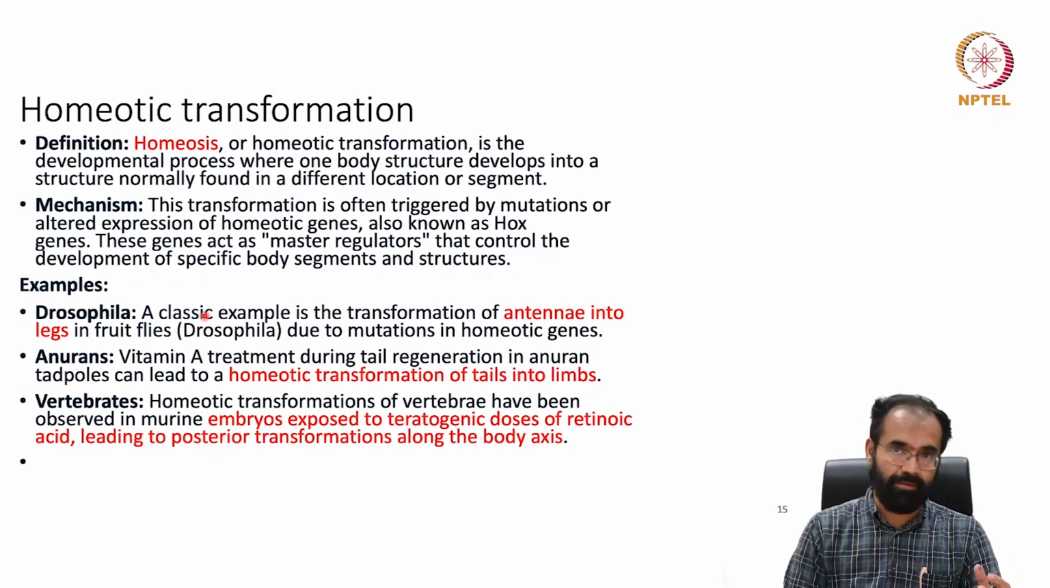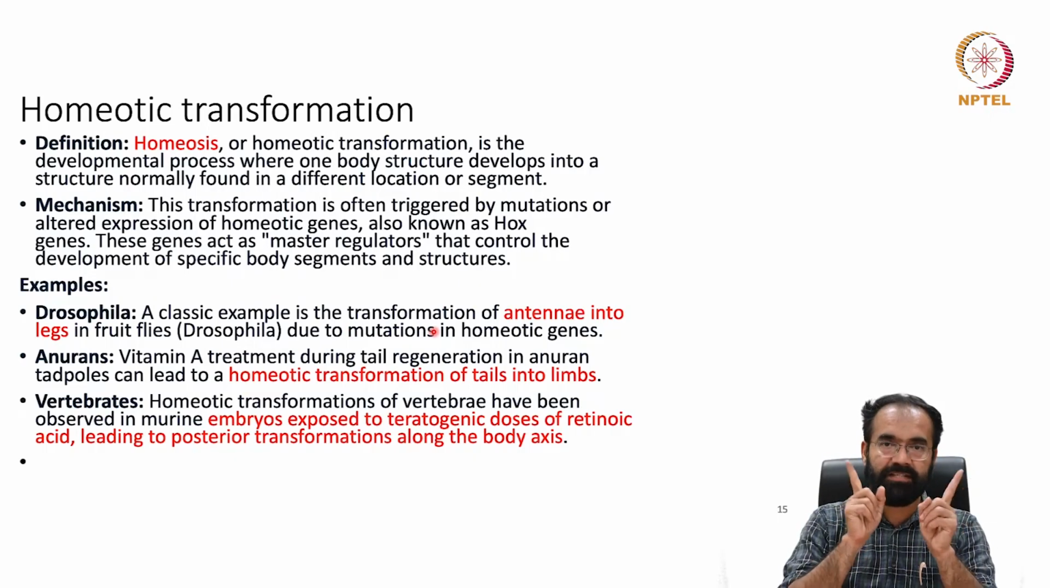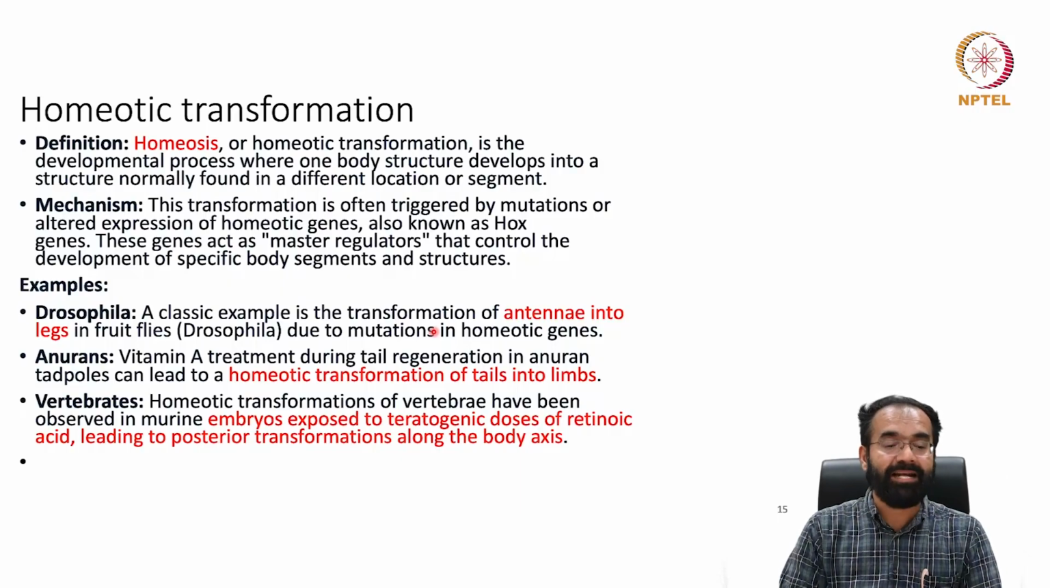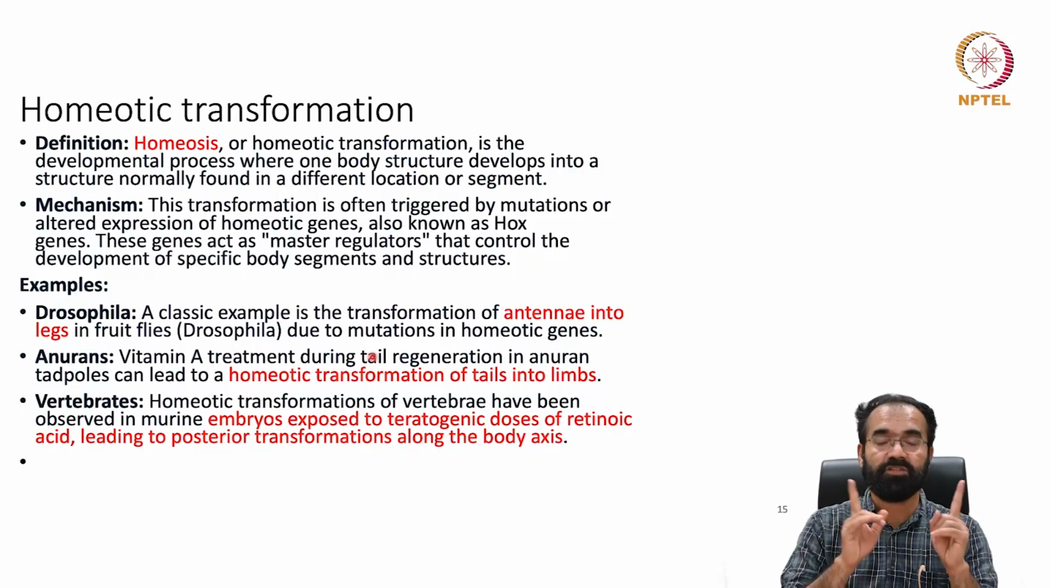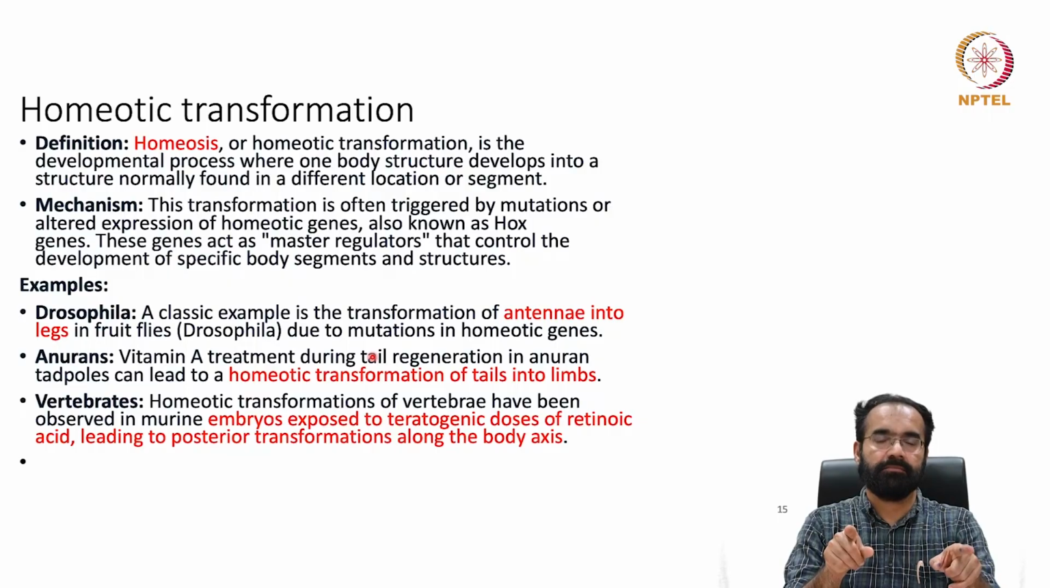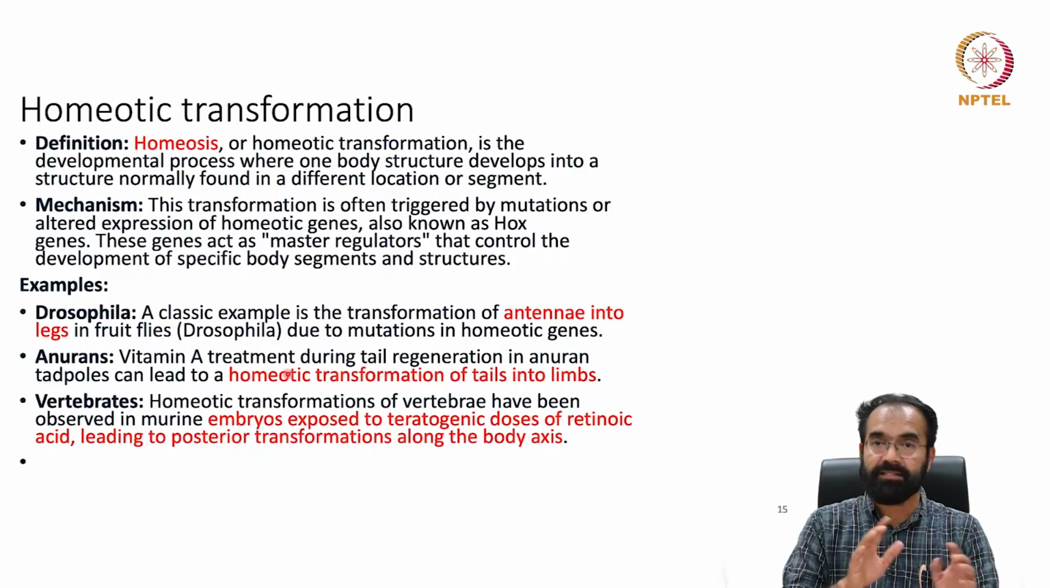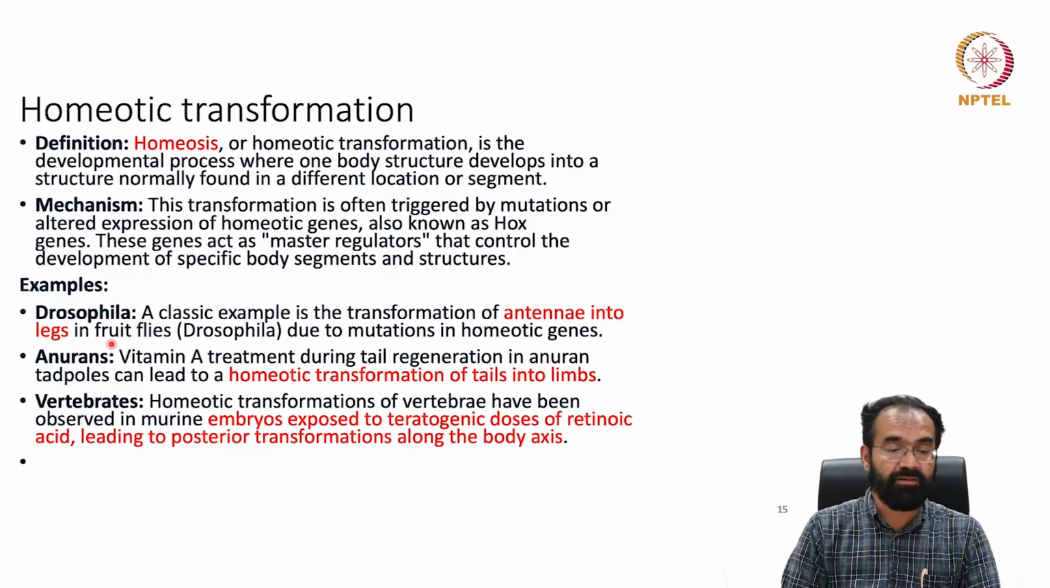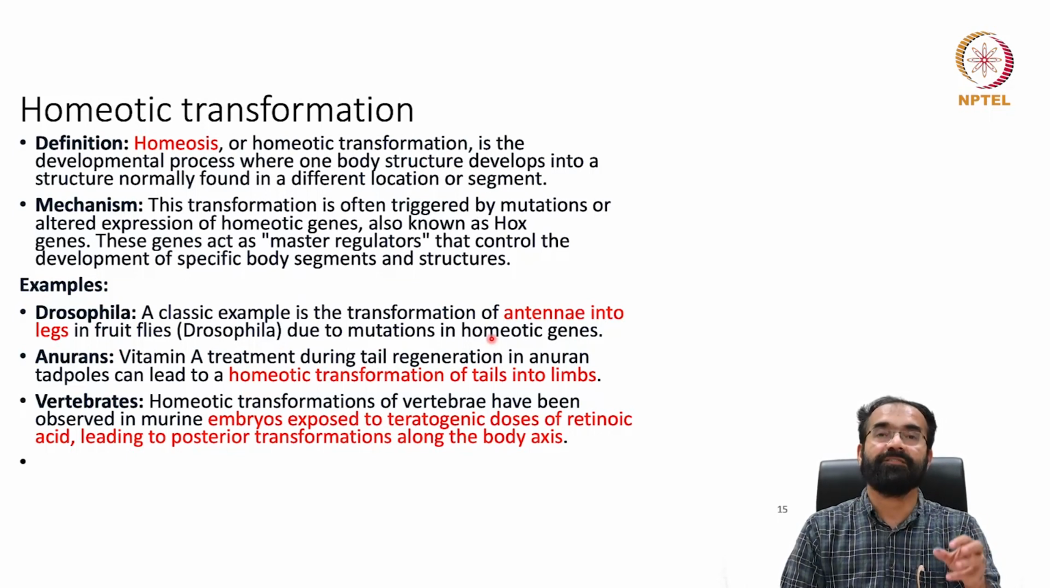A classic example that has been worked out in Drosophila is the transformation of antennae into legs. Drosophila has 2 sensory organs, the antennae. In the place of antennae, or something equivalent, in the place of the nose, you have got a leg. Antennae is a sense organ for Drosophila, and a leg can appear there in fruit flies. It does not happen naturally; you can make it by homeotic transformation due to mutations in specific homeotic genes.